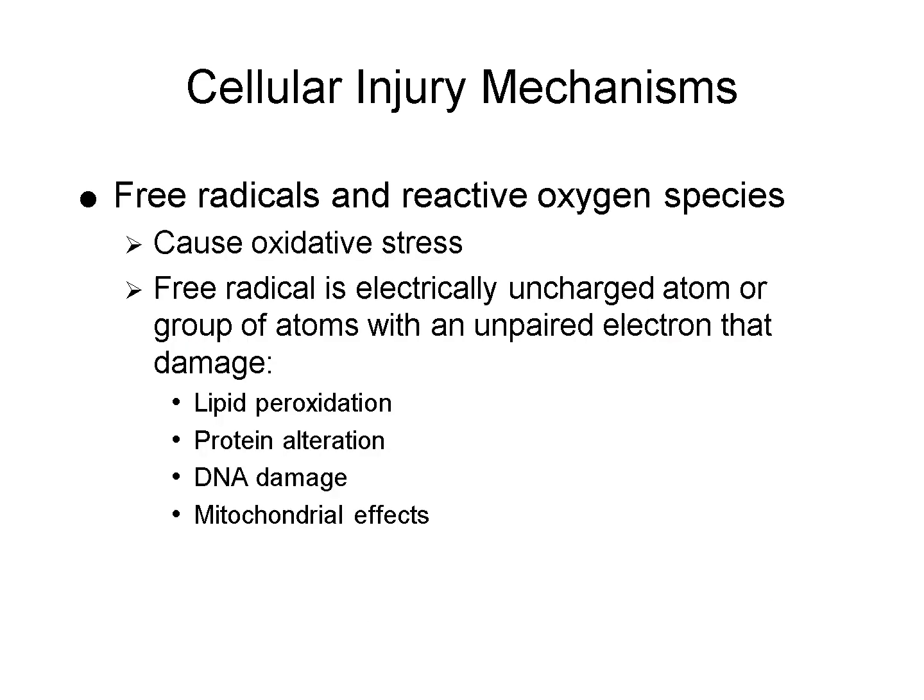Free radicals and reactive oxygen species are major contributors to oxidative stress within the cell. A free radical is an electrically uncharged atom or group of atoms that contains an unpaired electron, making it highly reactive. These unstable molecules can damage cellular components by initiating lipid peroxidation, altering proteins, damaging DNA, and impairing mitochondrial function. If unchecked, the cumulative effects of free radical damage can lead to cell dysfunction and death.